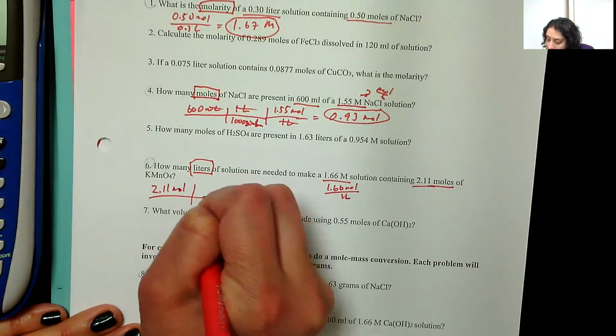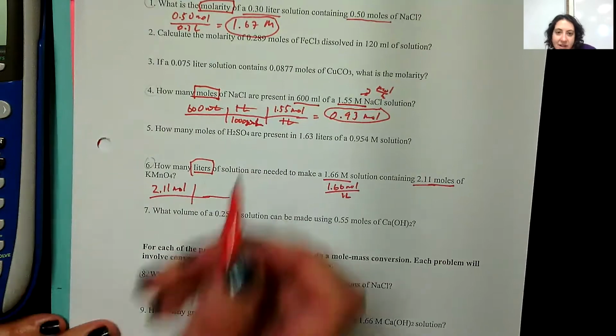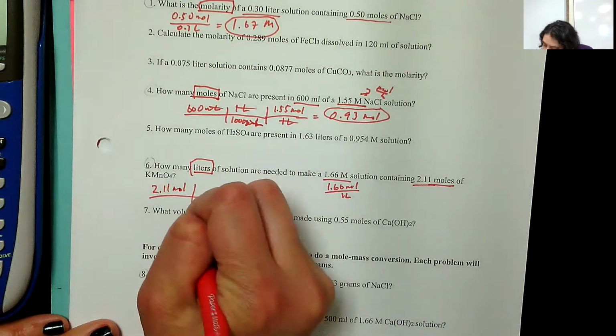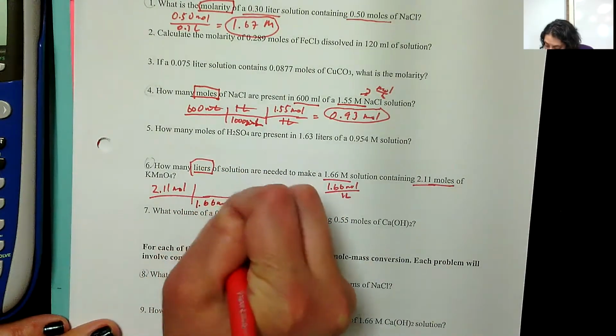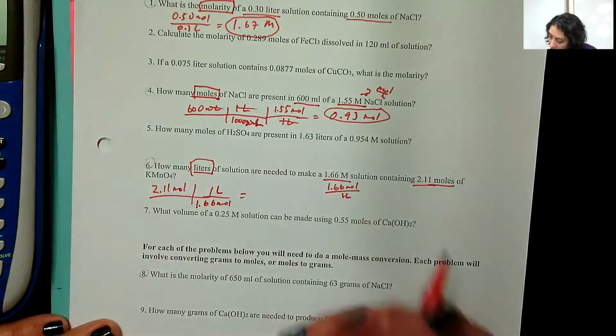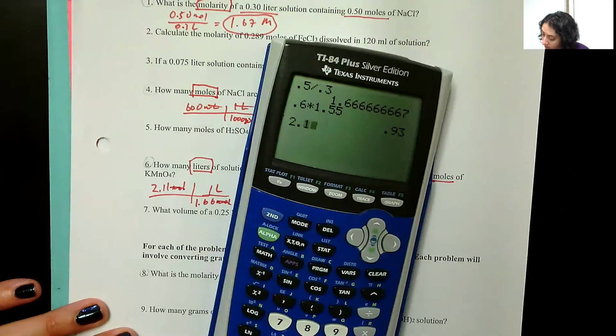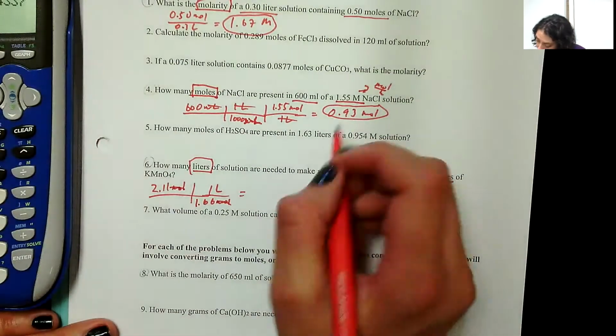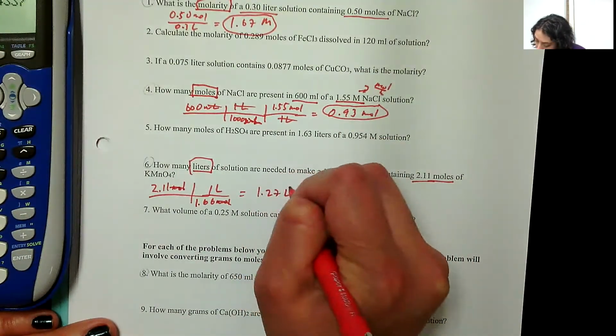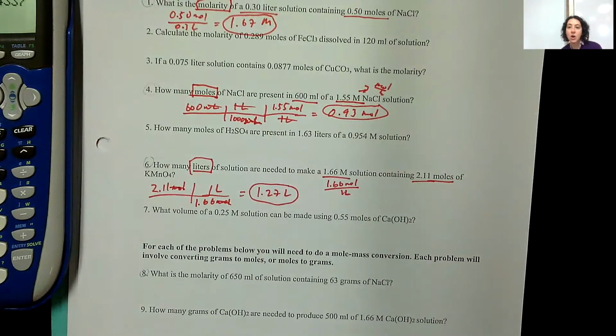Again, if you want to think of this more as an equation, that's fine. I just kind of think this is nice. So in this case, I need to put 1.66 moles on the bottom and 1 liter on the top because I'm solving for liters and canceling out moles. So that's going to be 2.11 divided by 1.66. And that, in this case, is going to be 1.27 liters. And that's my answer.